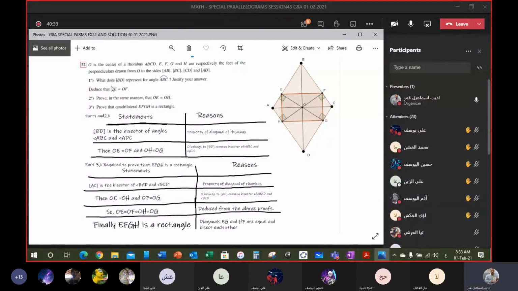Part 1. What does BD represent for the angle ABC? BD represent for the angle ABC.